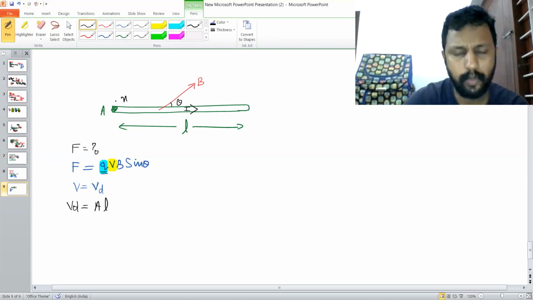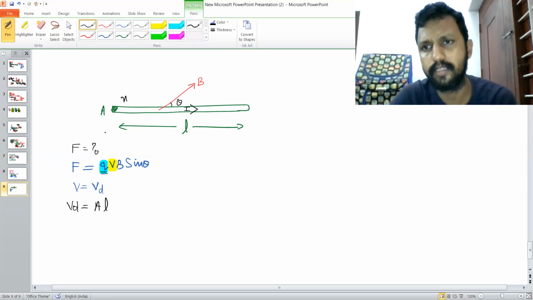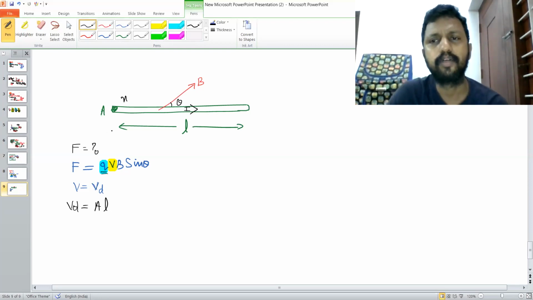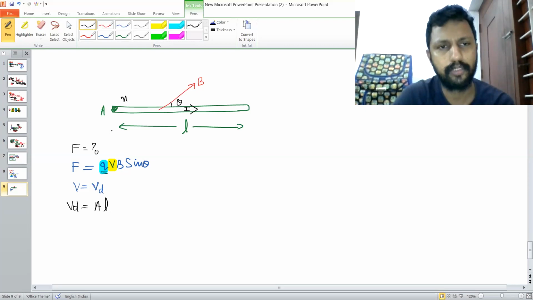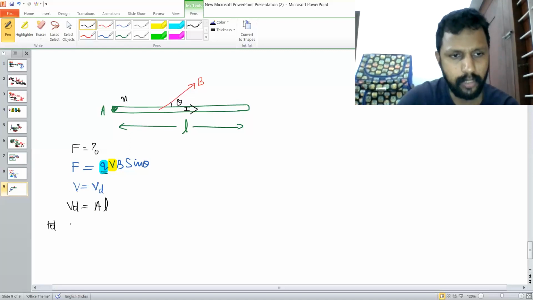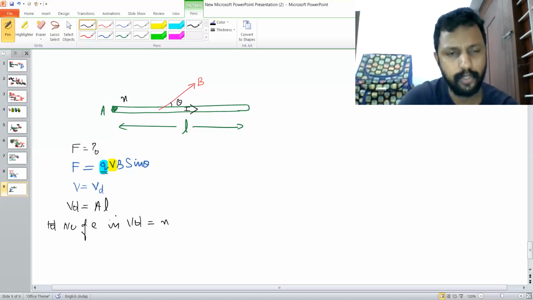What was small n? Small n was the free electron density. What was free electron density? It was the number of free electrons in a unit volume. Therefore, if you know the number of free electrons in a unit volume, you could find the number of electrons in the total volume. The total number of electrons in the volume should be free electron density into volume, which is nAL. nAL will be the total number of electrons in this volume.